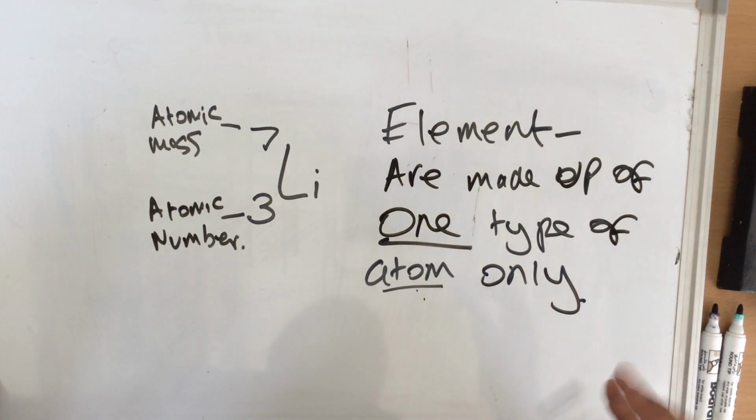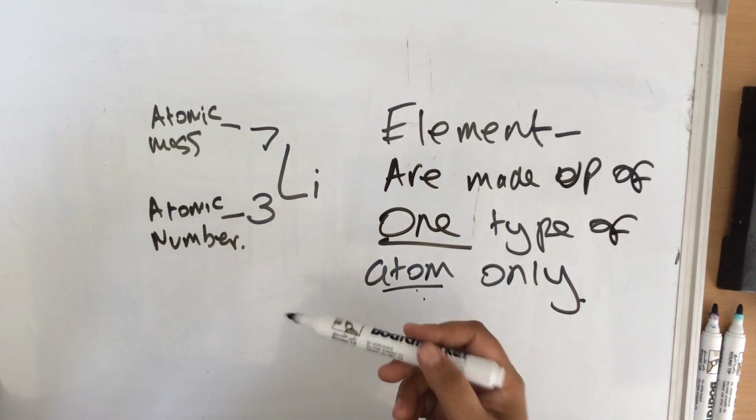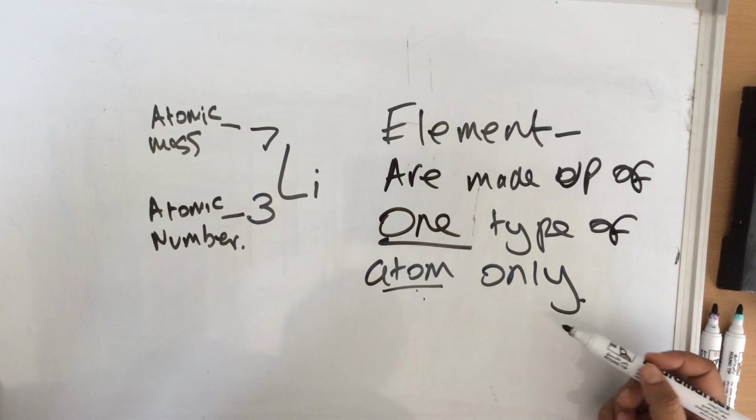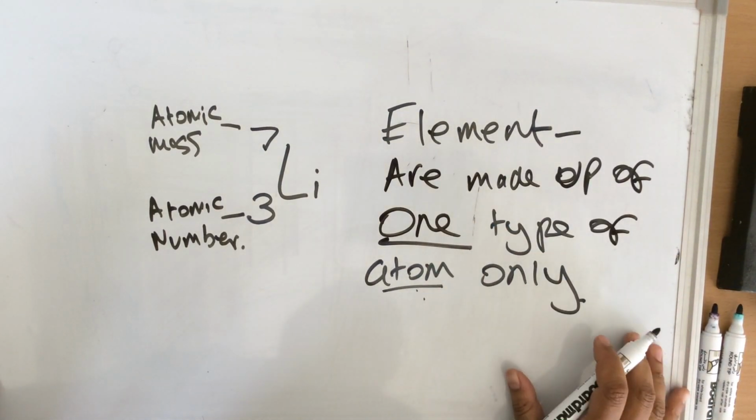So all elements on the periodic table are pure substances. For example, lithium will only have lithium atoms. Copper will only have copper atoms. So that's the basic fundamental understanding of the periodic table.